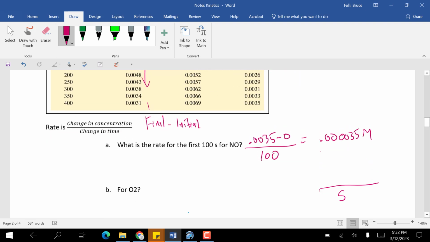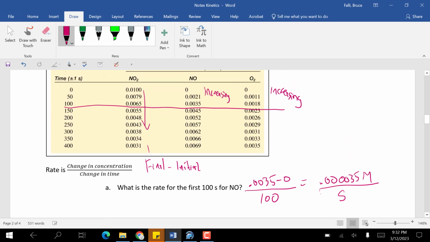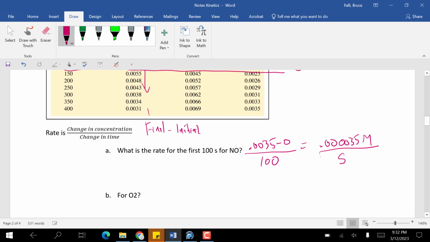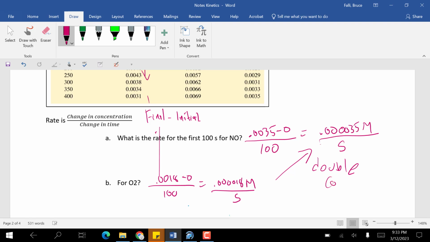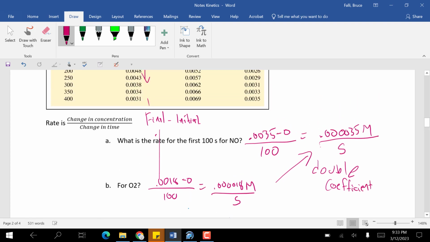Okay. What is it for O2? Okay, so for O2, I'm going from 0 to 0.0018. So 0.0018 minus 0 over 100 equals 0.000018 molar per second. Okay, so it's not the same. Notice this guy right here is about double. Okay, that's because it has a coefficient of 2. So it has double the coefficient. All right, let's let that sit.